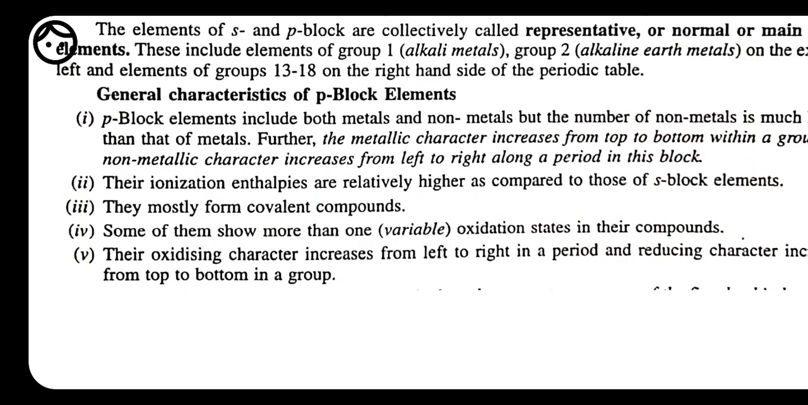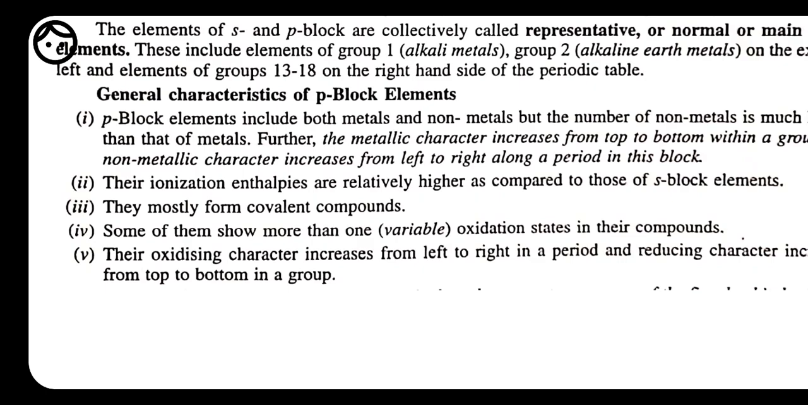Okay, next is ionization enthalpy. Ionization energy is higher than that of s block elements. Why? Because we know s block elements have greater size. S block elements have the bigger size compared to all the elements present in the periodic table. Because of the bigger size, they can lose the electron very easily. That's why their ionization enthalpy is very low. But comparing s block and p block, here the size is a little smaller, so loss of electron is not as easy as in the s block.